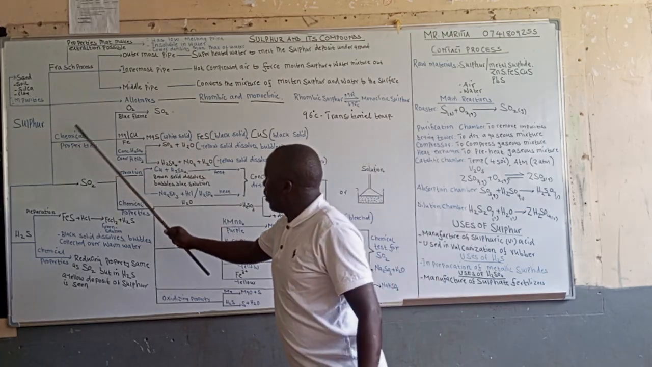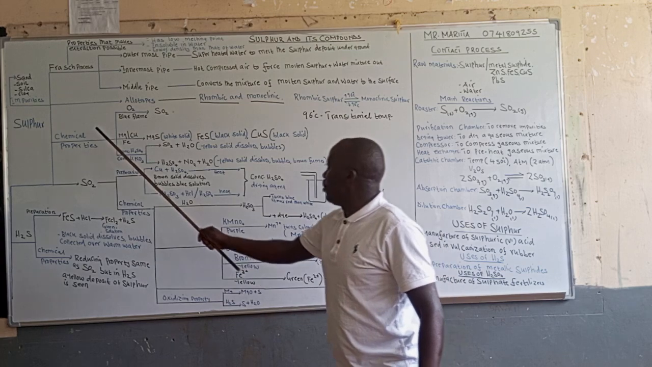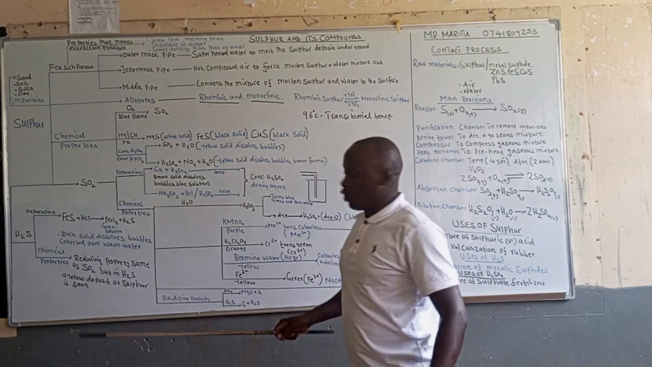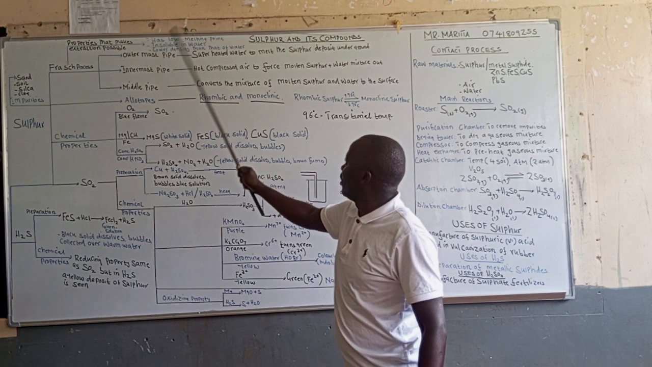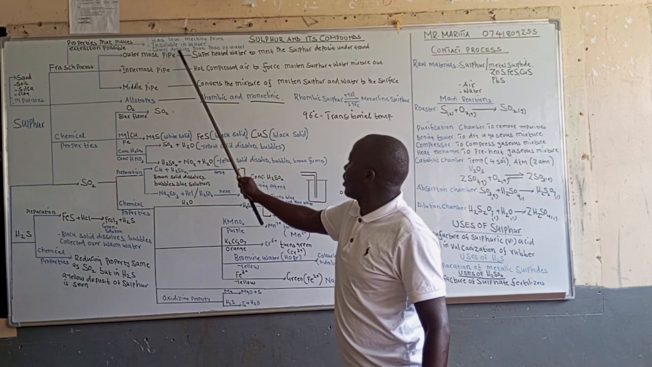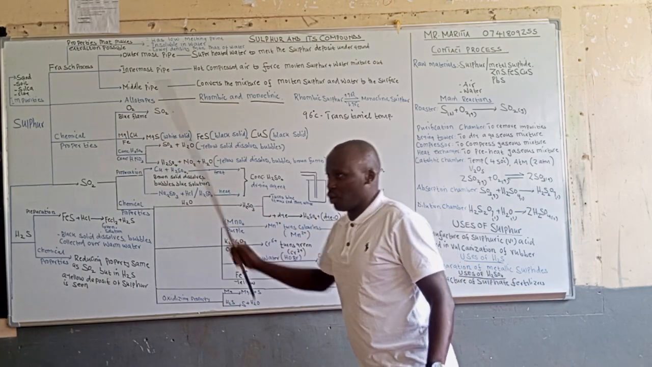Then now we have the properties of sulfur. Physical properties of sulfur: it has a low melting point, it is insoluble in water, and it has a lower density than that of water. So now we have the chemical properties of sulfur.